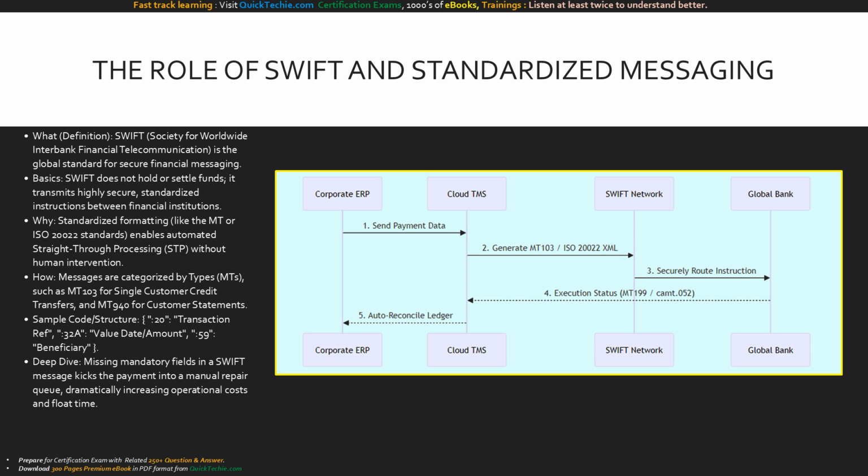This block diagram represents the SWIFT messaging ecosystem in an automated corporate environment. The corporate ERP sits at the edge, sending payables data to the TMS, which connects to the SWIFT network to transmit a formatted MT-103 or ISO 20022 message. SWIFT acts purely as the secure data carrier, routing the standardized instruction to the global bank, which triggers the actual movement of funds and returns a real-time execution status.